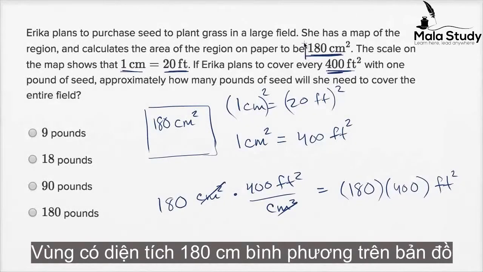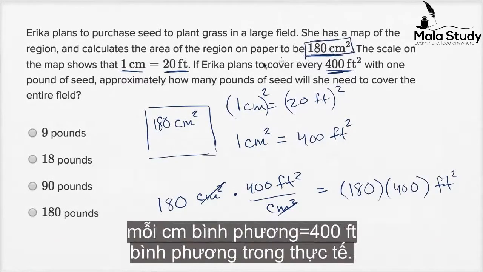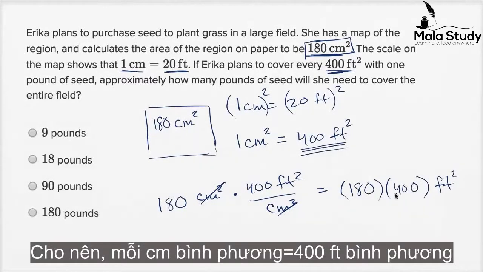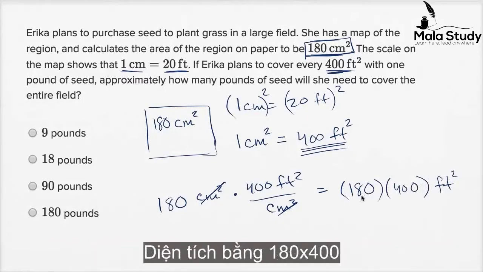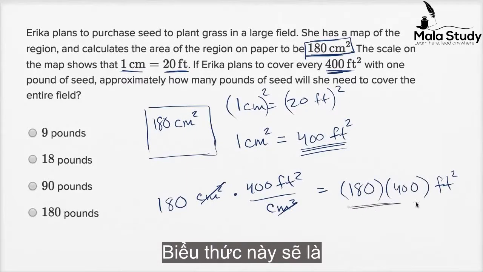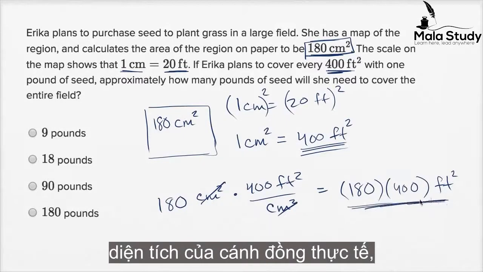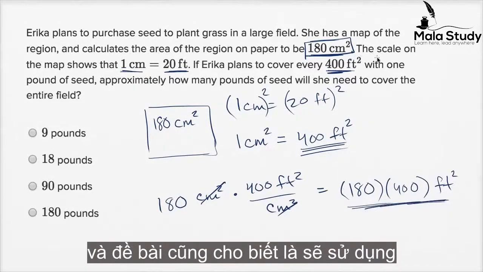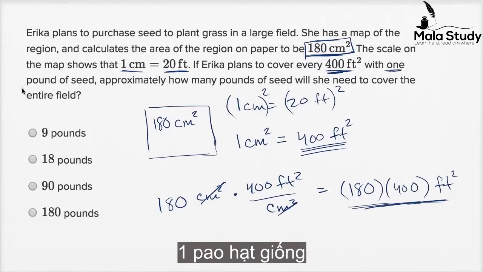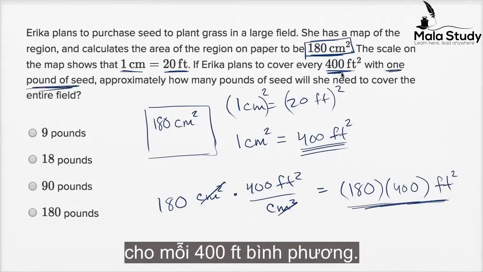And that makes sense. The region on paper was 180 square centimeters. Each square centimeter is equal to 400 square feet in reality. So for each of those square centimeters, it's going to be 400 square feet. So it's 180 times 400. So this is the area in square footage of the actual field. And then they tell us we're going to use 1 pound of seed for every 400 square feet.